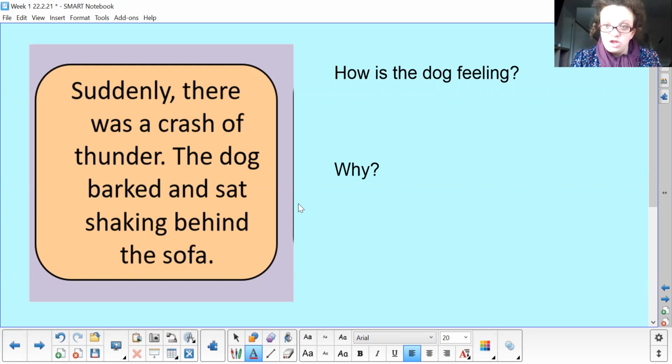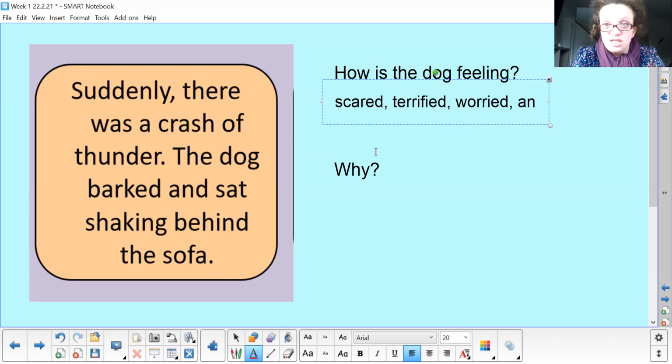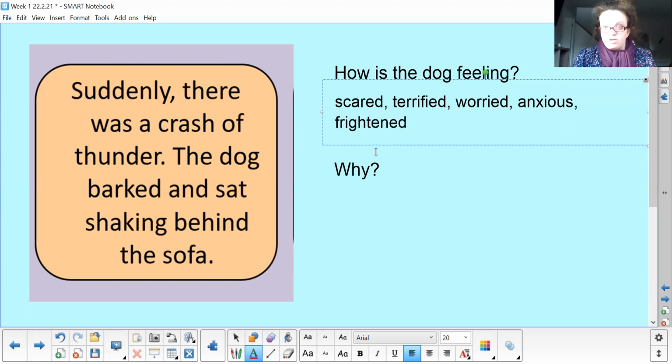So how is the dog feeling and why? So pause the screen and have a go now. How is the dog feeling and why? Okay, well done. So any of the answers that you could have put for how the dog's feeling is you could put scared, terrified, worried, anxious, frightened. All of these really good words that sort of mean the same thing, that describe when you're feeling really worried or scared or things like that.